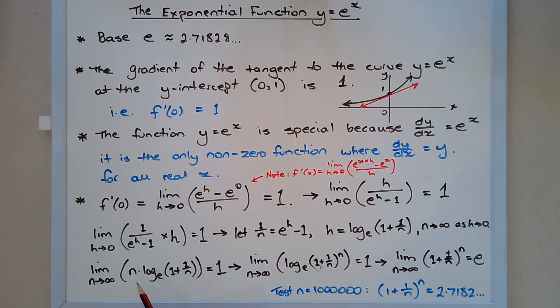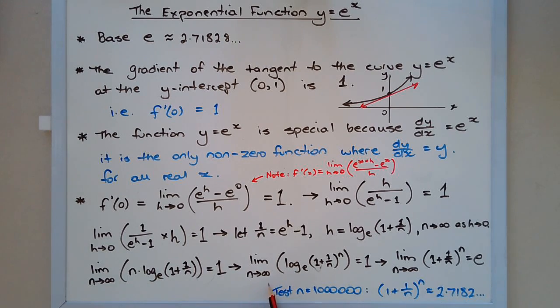Applying a log law now, this n comes out to the back and becomes a power. So moving on, the limit as n approaches infinity of the log to base e of 1 plus 1 on n, all to the power of n, is equal to 1. Raising this to base e, so that cancels out the log, we have the limit as n approaches infinity of 1 plus 1 on n, to the power of n, equals e.